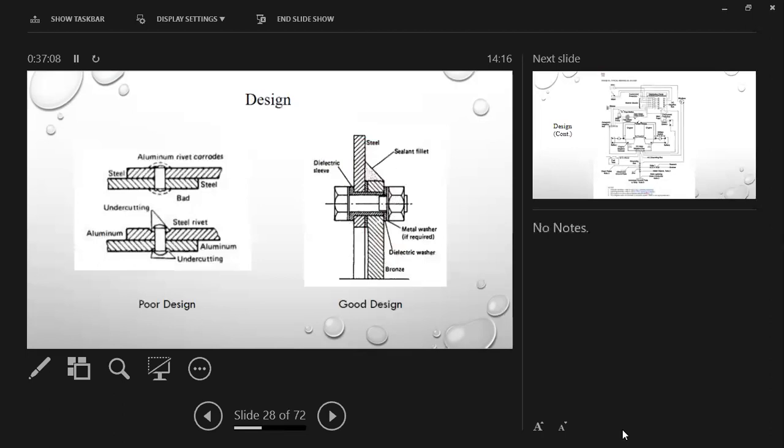On the left, poor design: in the first one, you've got an aluminum rivet holding steel plates together. Where on your galvanic series are aluminum and steel? Aluminum is very anodic to steel. So you've got a sacrificial anode holding your two plates together. So there's a design issue. Don't do something stupid like that. If you have to have dissimilar metals together, do what they did on the right-hand side: separate them with dielectric materials. Just keep them separated.